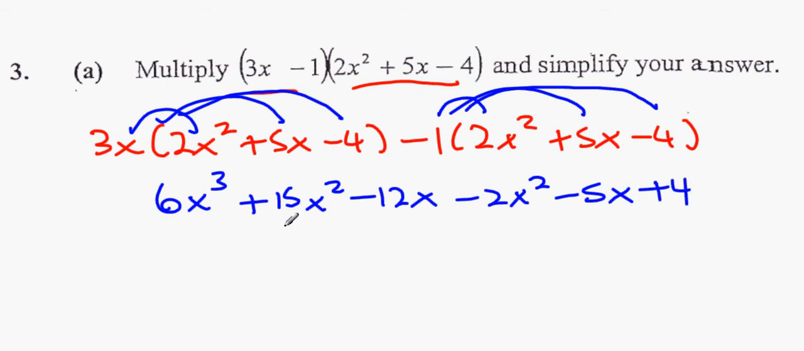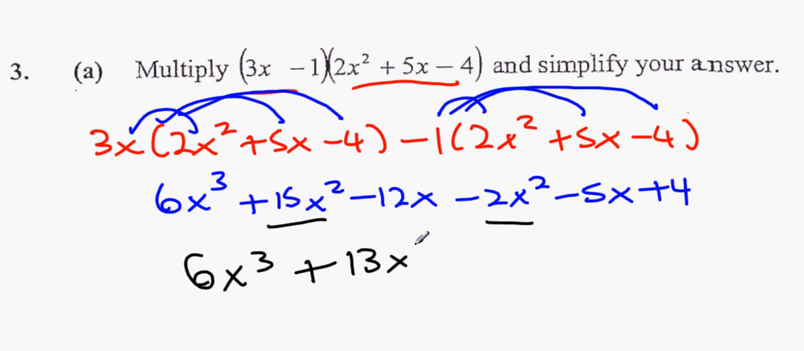15x squared minus 2x squared, so we're going to get 6x cubed plus 13x squared. Underline the x's, minus 12x minus 5x is minus 17x, and then finally at the end plus 4. So that's the first question, done and dusted.